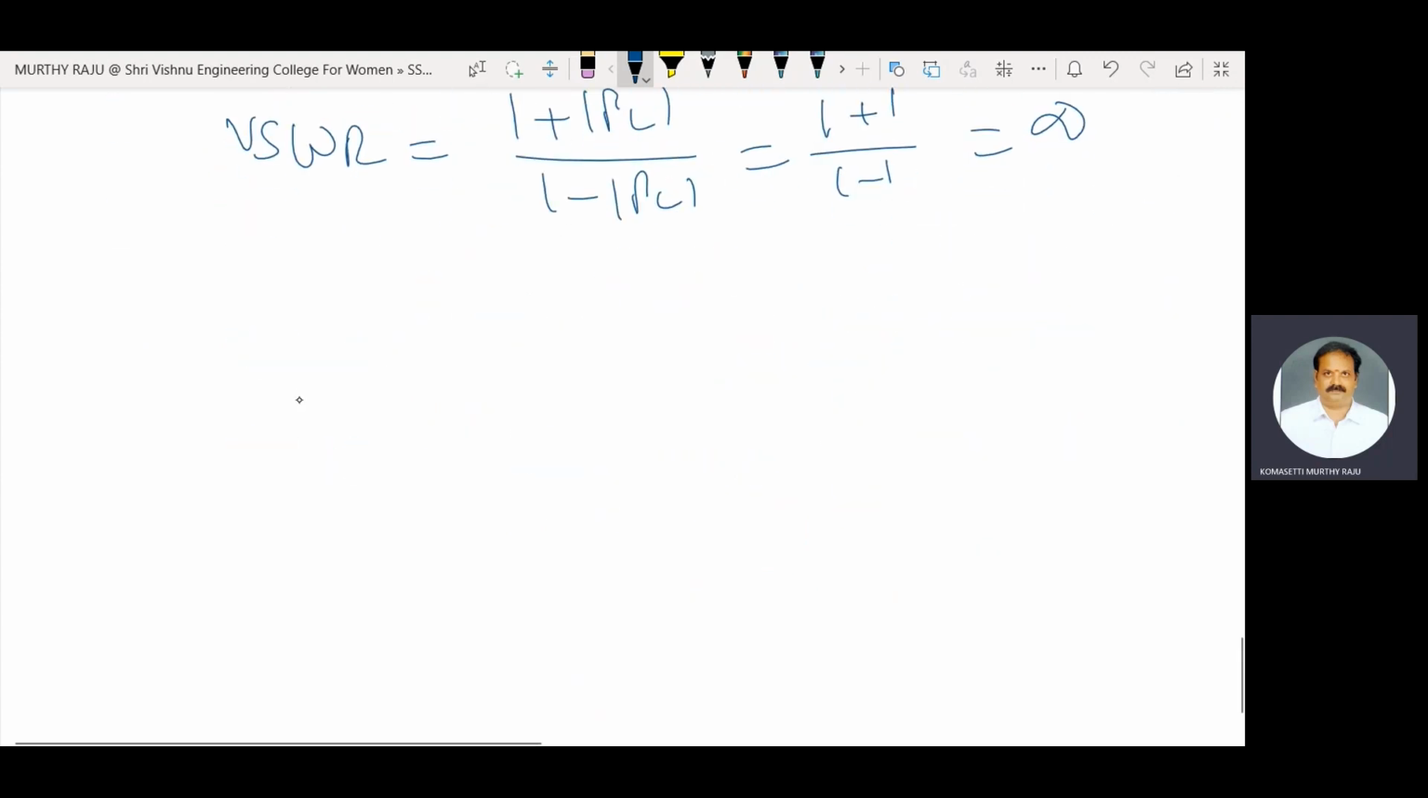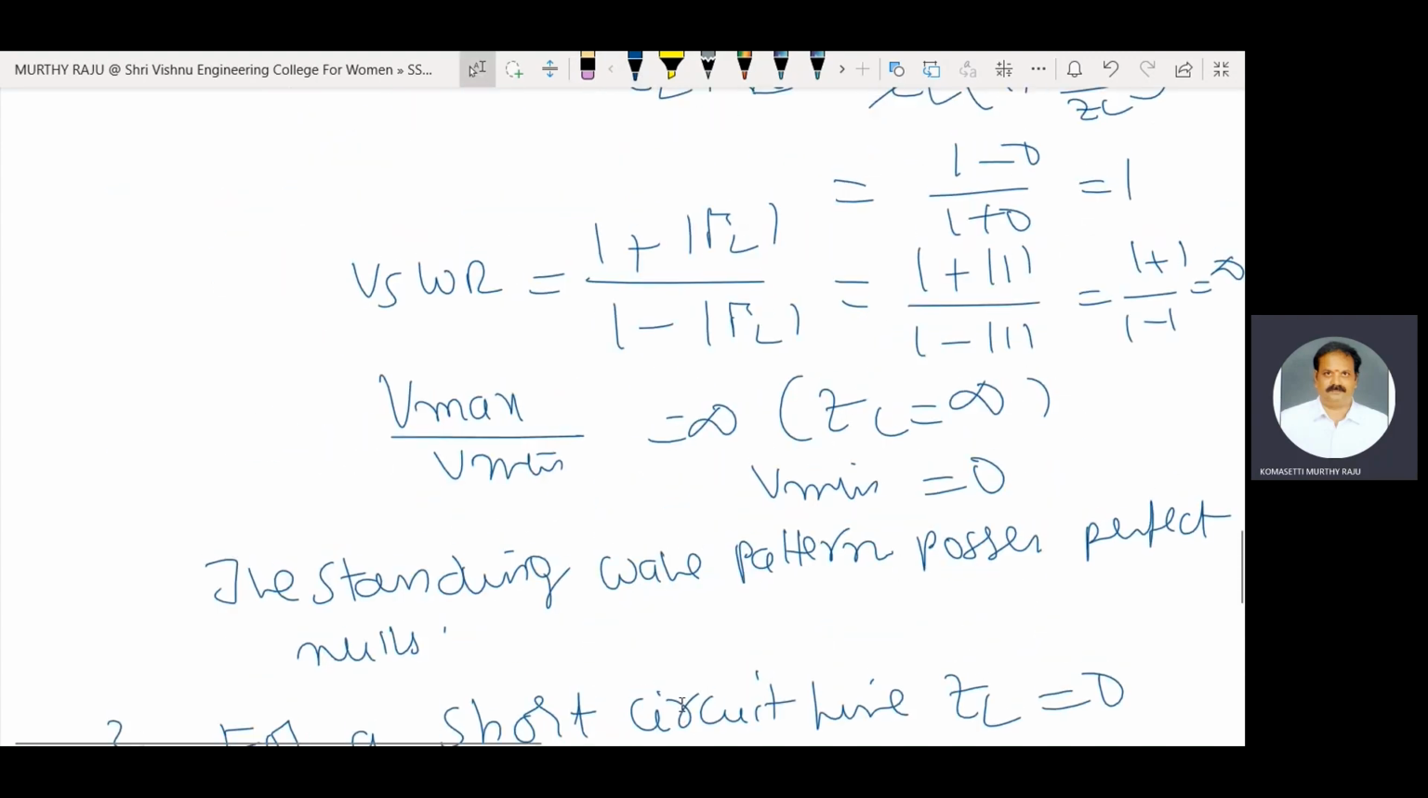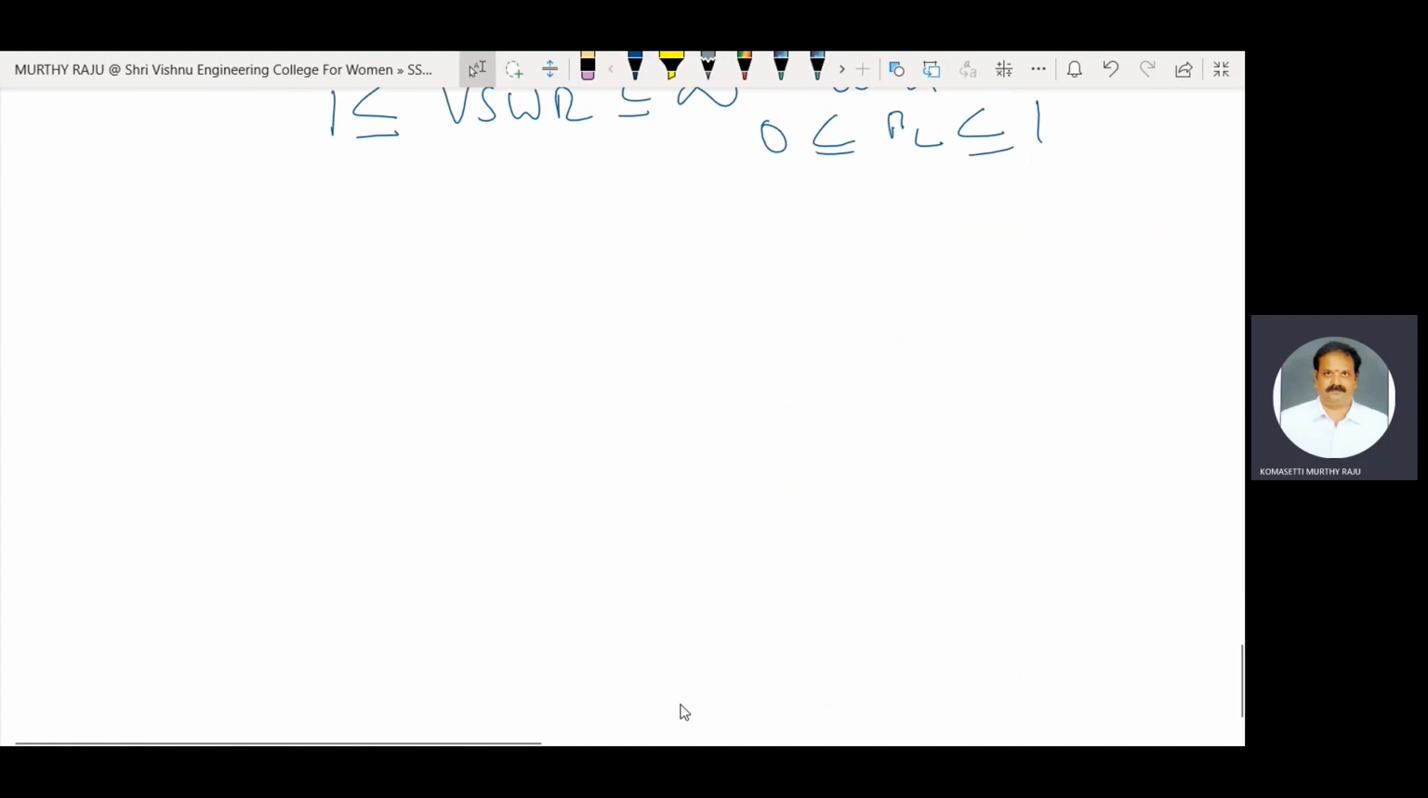From the above result, the voltage standing wave ratio lies in between 1 and infinity, and the reflection coefficient tau L lies in between 0 and 1.